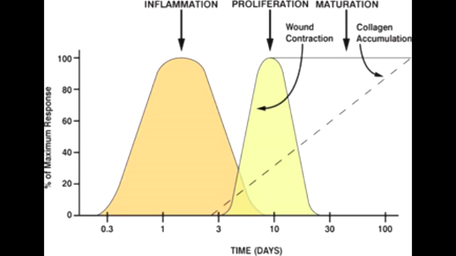What are the mediators of inflammation? The mediators of inflammation are platelets, neutrophils, and macrophages. What are all the mediators of the proliferative phase? The mediators that are active in the proliferative phase are the fibroblasts, myofibroblasts, endothelial cells, keratinocytes, and macrophages. What is the mediator of remodeling to form scar tissue? The mediator in remodeling is fibroblasts.